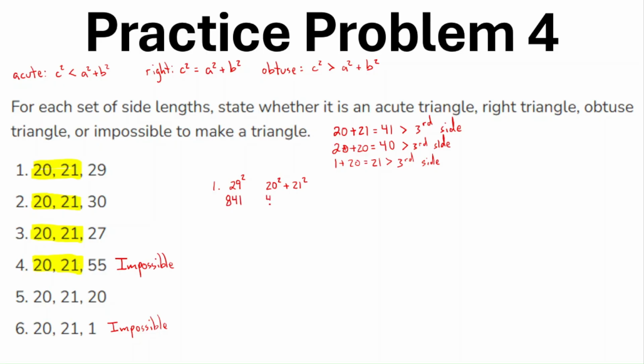20 squared is 400. And 21 squared is 441. 400 plus 441 is 841. My two sides equal each other. That means number 1 will form a right triangle.